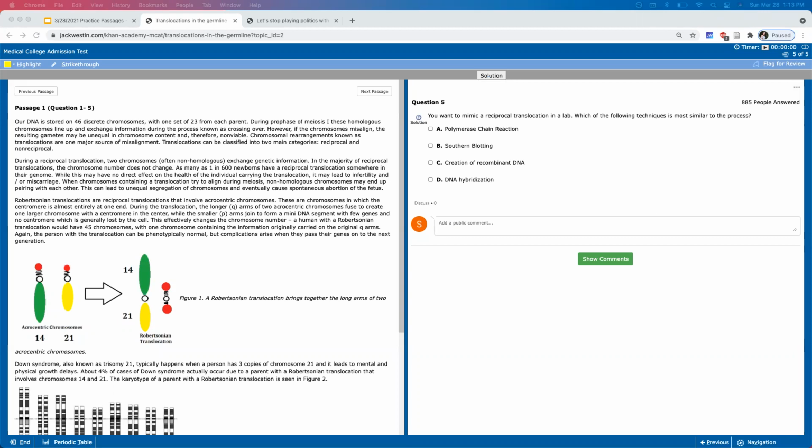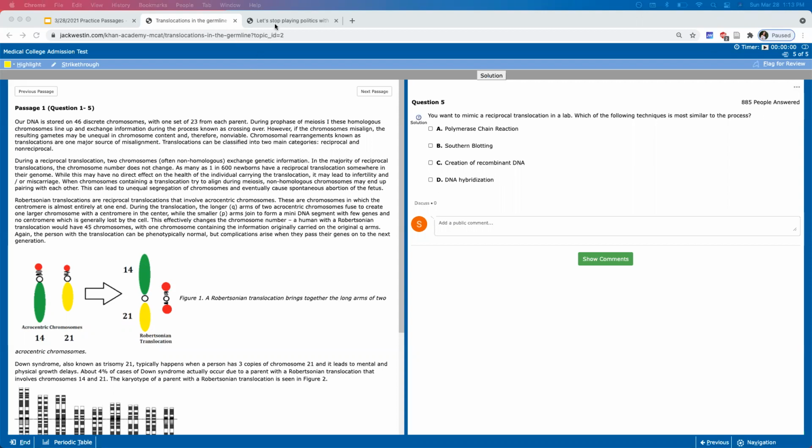But basically, the created recombinant DNA just swaps the sequence of the DNA, which will be similar. Yes, perfect. So the recombinant DNA is similar since it's involving insertion. And DNA hybridization is comparing two pieces of DNA and seeing how similar they are. So it's not really like translocation.